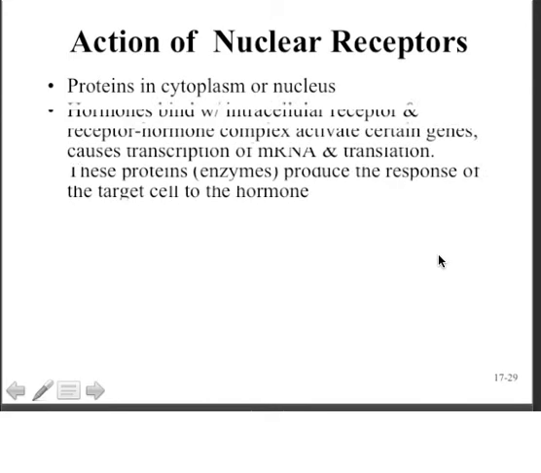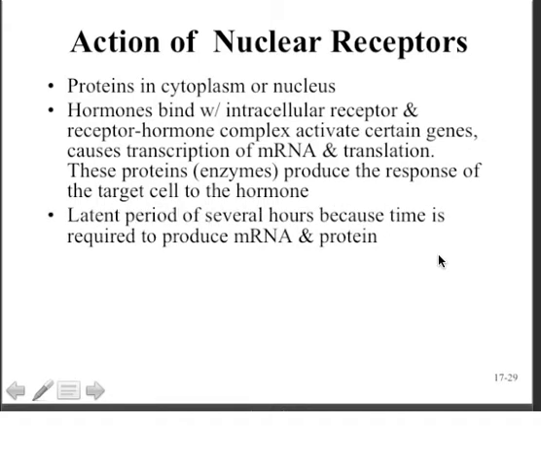So let's talk about these nuclear receptors first. These are proteins that reside in the cytoplasm or the nucleus awaiting the arrival of the lipid-soluble hormone. The hormones bind with the receptor on the cytoplasmic side of the cell membrane. This complex then, in the nucleus, activates particular genes and triggers transcription. The message is then translated, and the production of that protein product is basically the response of the target tissue.